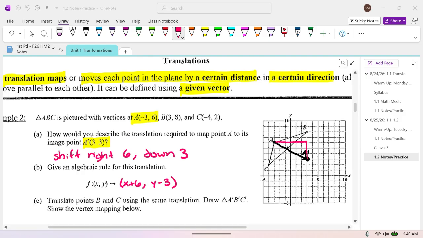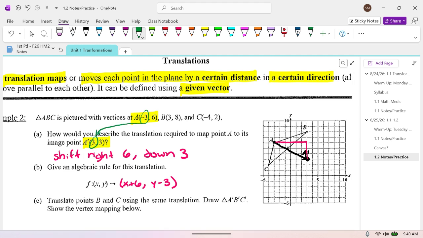Good. Another way you could have figured it out is if you looked at the x values, you ask yourself, how do I go from -3 to 3? What do I have to add or subtract? So that's adding the 6. How do I go from 6 to 3? That's subtracting the 3.